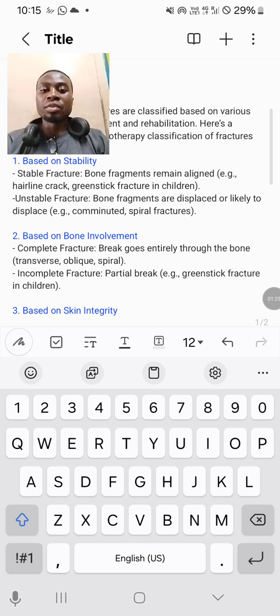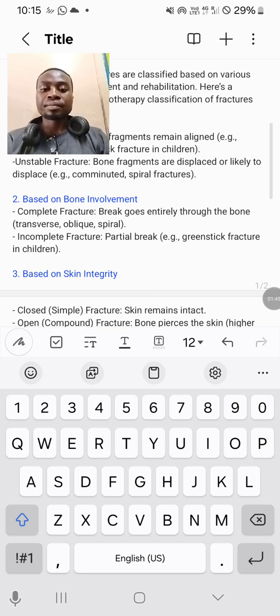Alright, so based on the bone involvement, a complete fracture breaks entirely through the whole bone. Examples can be the transverse, oblique, and the spiral. The incomplete fracture is a partial break, which can be a greenstick fracture, which is found also in children.